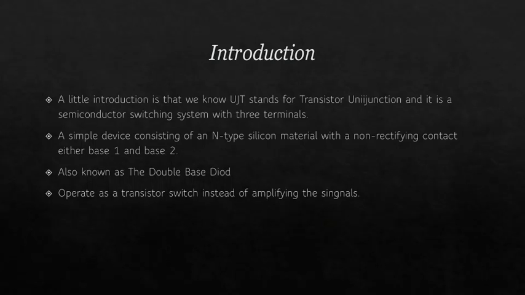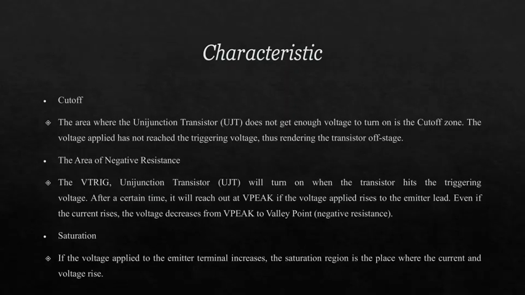Today I'm going to talk about the discussion. I'm going to give you a little bit of introduction. We know that UJT stands for unijunction transistor, and it is a semiconductor switching device with 3 terminals. A simple device consisting of an N-type silicon material with a non-rectifying contact at base 1 and base 2, also known as the double base diode. It is operated as a transistor switch instead of amplifying signals.